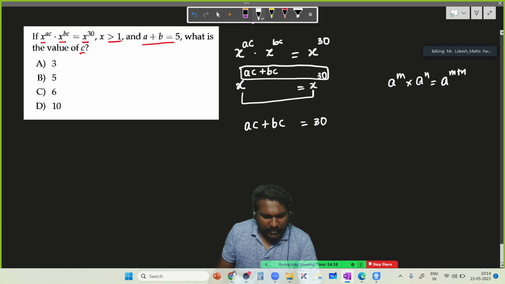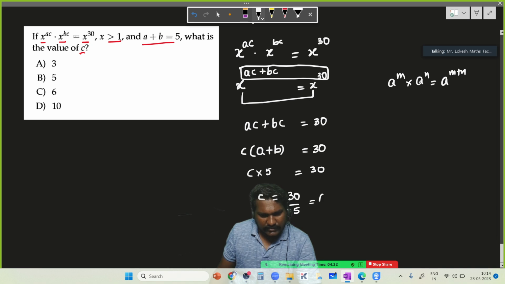And if I take C as common, I'll be left with C times A plus B is equal to 30, and A plus B is given as 5. So C times 5 is equal to 30. So C is equal to 30 over 5, which will give me the value of 6. So option C is the correct answer.